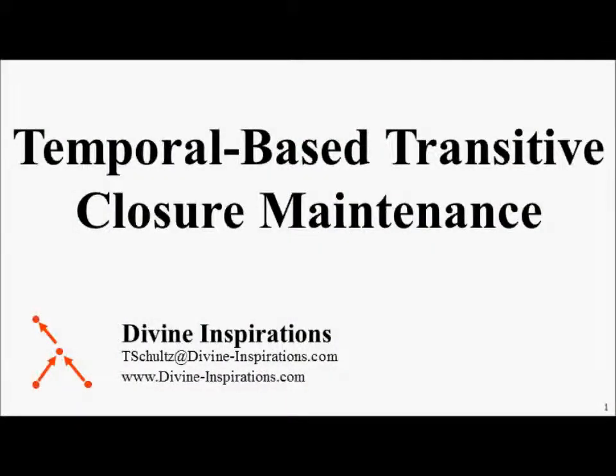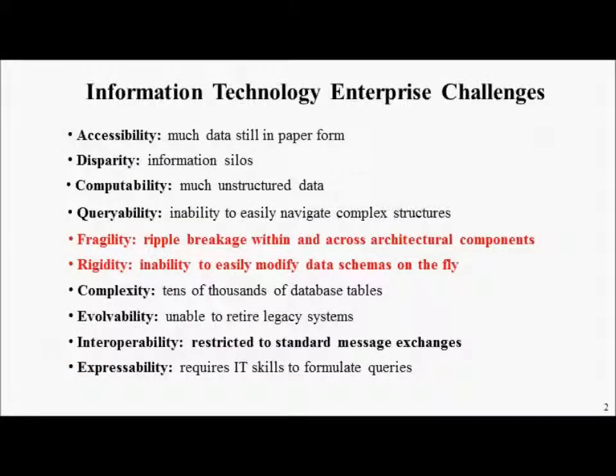Temporal-based transitive closure maintenance. Information technology has a number of challenges associated with it. For today's presentation, we're going to look at two. We're going to look at something called fragility. In today's multi-tiered architecture, oftentimes you have the problem where one of the tiers has a change, and that change causes a ripple effect that breaks other layers. The second challenge is one of rigidity. It's the inability to easily modify data schemas on the fly.